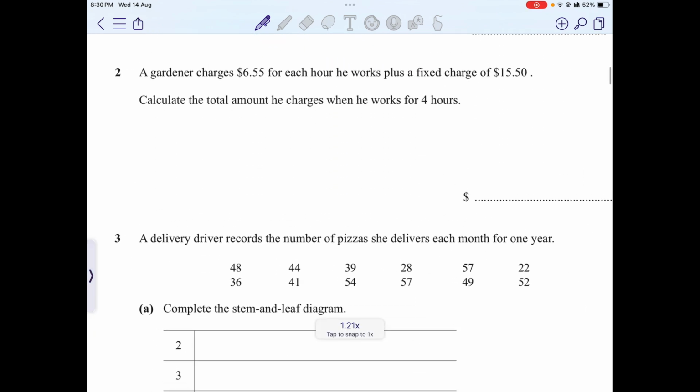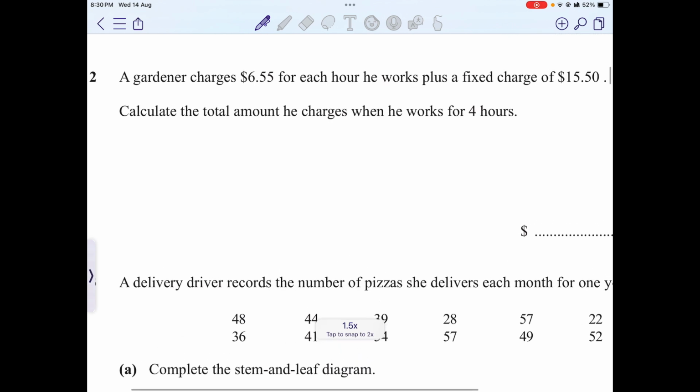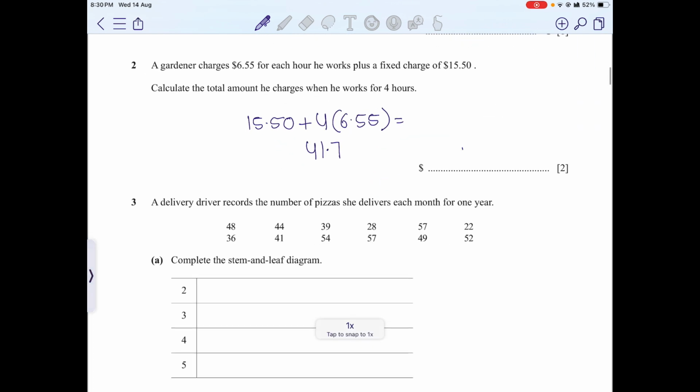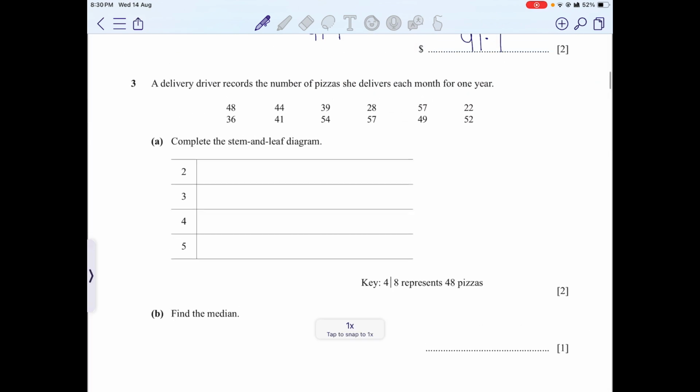Next says, a gardener charges $6.55 for each hour he works plus a fixed rate of $15.50. Calculate the total amount he charges when he works for 4 hours. So $15.50, and then we're going to add 4 times 6.55. Pretty easy question. 15.50 plus 4 times 6.55 would give you 41.7. Alright, 41.7.